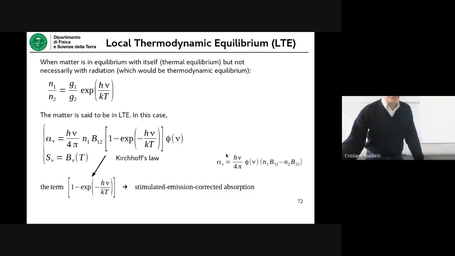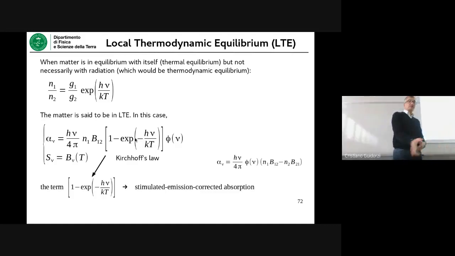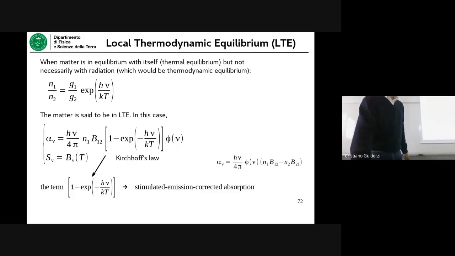Okay, so if, for example, this is just 1 and this is 0.3, it means that 1 minus 0.3. 0.3 is the fractional contribution of stimulated emission with respect to absorption. So it provides us with a way of weighting the effect of stimulated emission with respect to the true absorption.